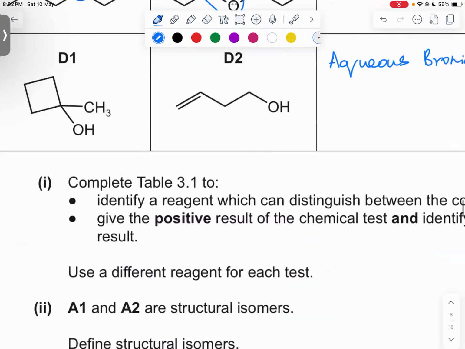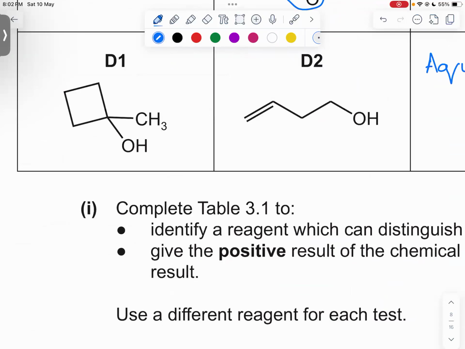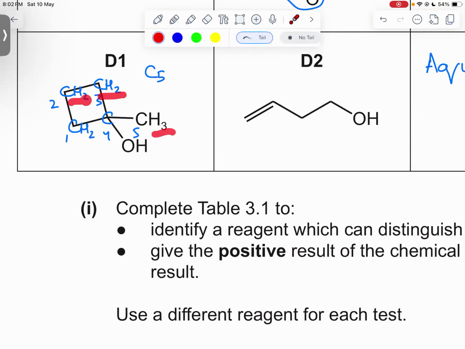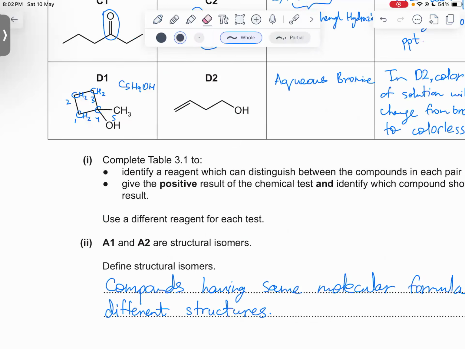Next, deduce the molecular formula of D1. All right. So let's see. This carbon has all 4 bonds done. This carbon has 2 free bonds. This carbon has 2 free bonds. This carbon has 2 bonds. All right. So it becomes 1, 2, 3, 4, 5 carbons. C5. All right. How many hydrogens? 3 plus 2, 5, 6, 7, 8, 9. C5H9OH.